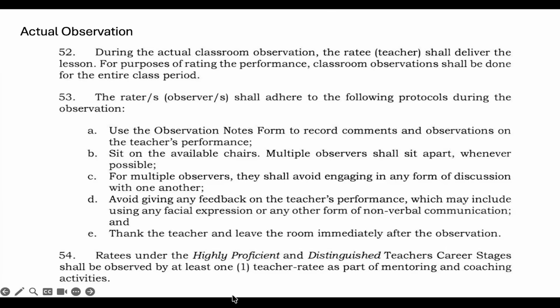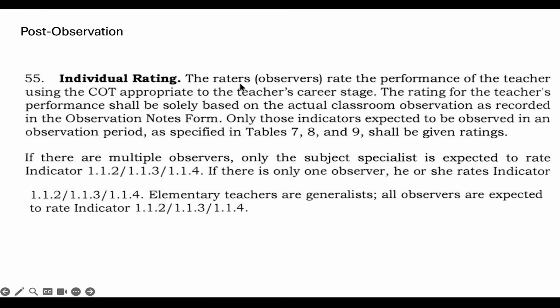So ratees under highly proficient and distinguished teacher career stages shall be observed by at least one teacher ratee as part of mentoring and coaching activities. Right. So here, individual rating: the teachers rate the performance of the teachers using the COT appropriate to the teacher career stage, and the rating for the teacher's performance shall be solely based on actual classroom observation as recorded in the observation notes form. Only those indicators expected to be observed in an observation period as specified in Table 7, 8, 9 shall be given ratings.